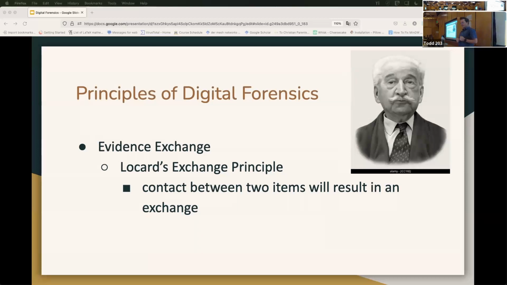Our second one is evidence exchange. So this gentleman in the black and white up here is Dr. Edmund Locard. He was one of the pioneers of forensic science back in like the 1880s or something like that. And he came up with this exchange principle that states contact between 2 items will result in an exchange of some sort, right? When he came up with this principle, he's mostly talking about criminals. So a criminal is going to commit a crime and they're going to leave behind some evidence because they were there at all, right? This works twofold in digital forensics.